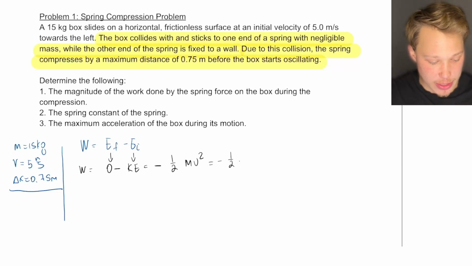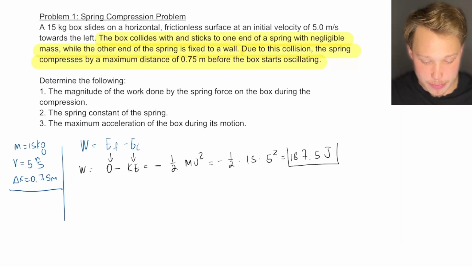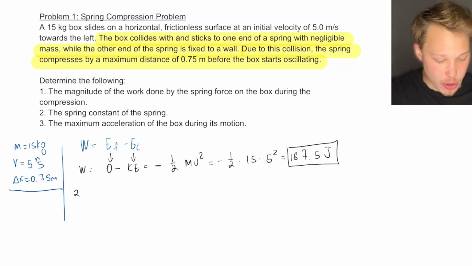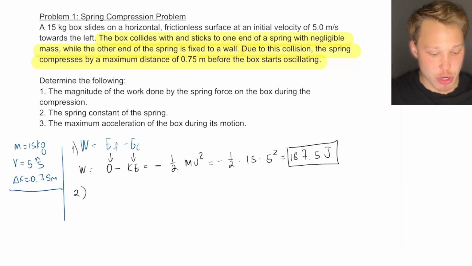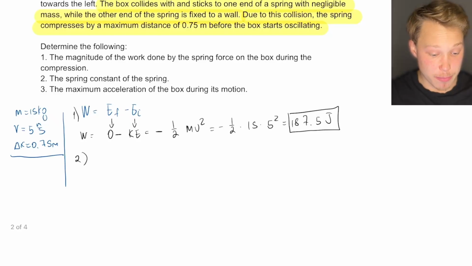So plugging everything in, 15 times 5 squared will give us 187.5 joules. That's the work done. Now, in the second part, we have to solve for the spring constant of the spring, right?